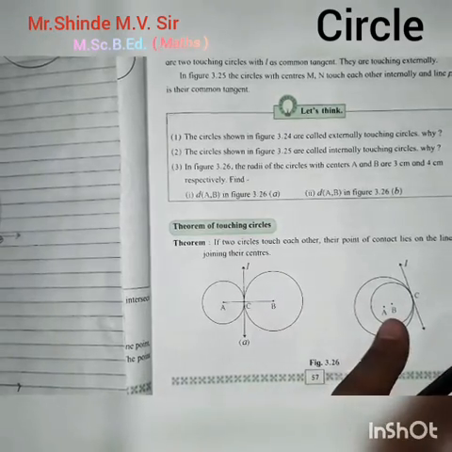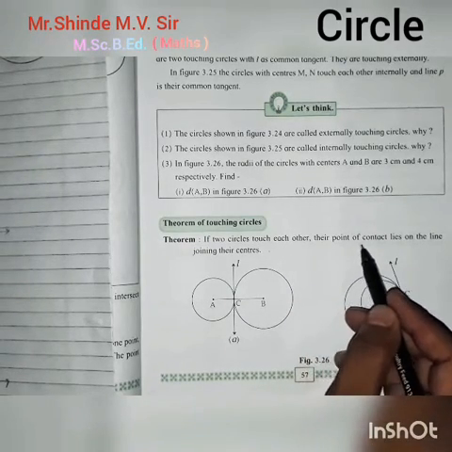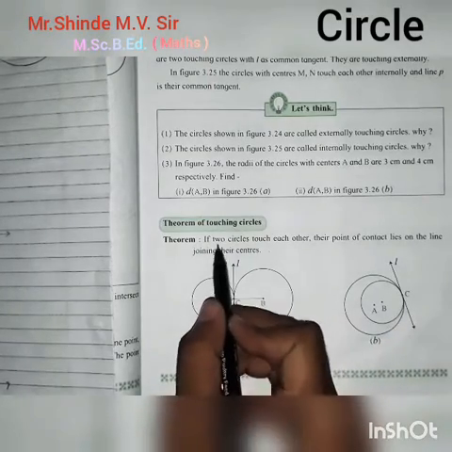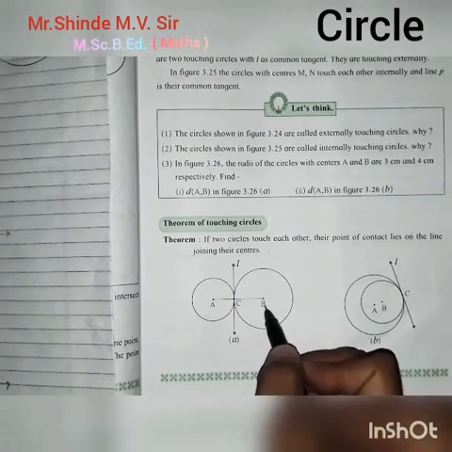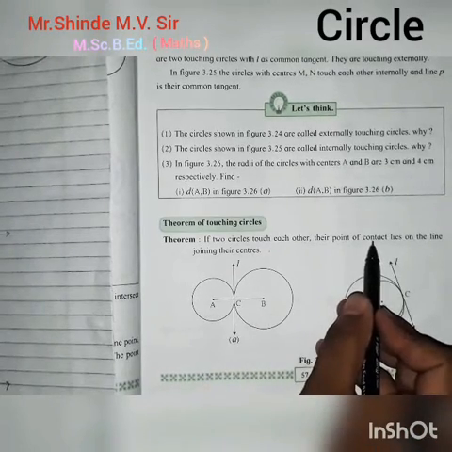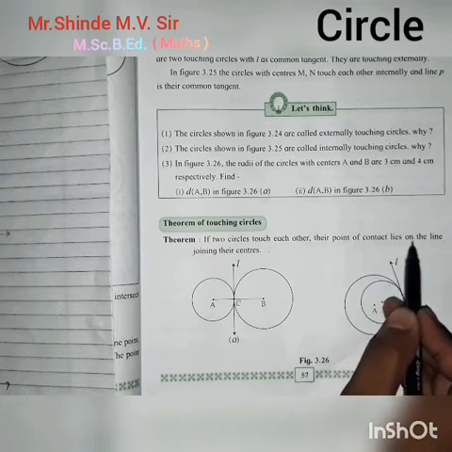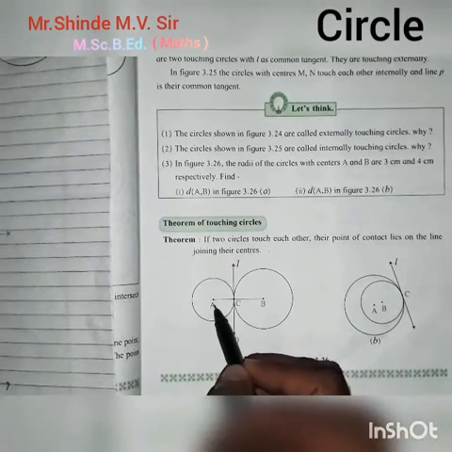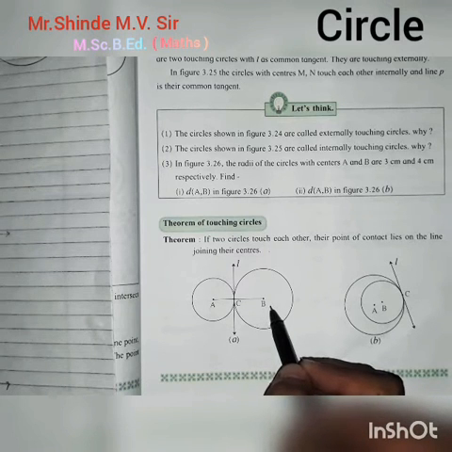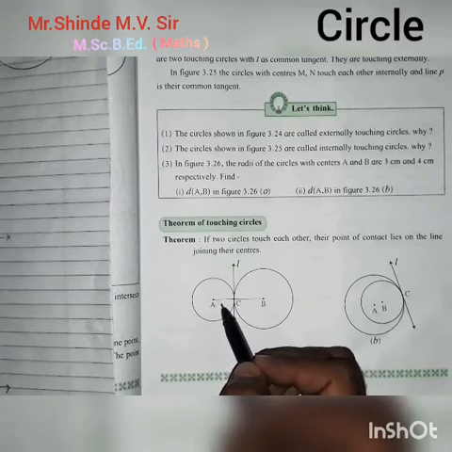What is the theorem? Theorem: if two circles touch each other, their point of contact lies on the line joining their centers. It means if two circles with centers A and B touch each other at point C, their point of contact C lies on the line joining their centers, that is, on the line segment AB. You have to show that point C lies on the segment AB.